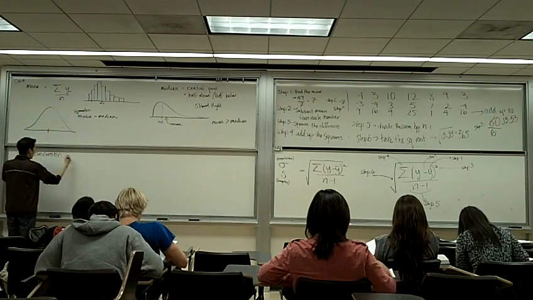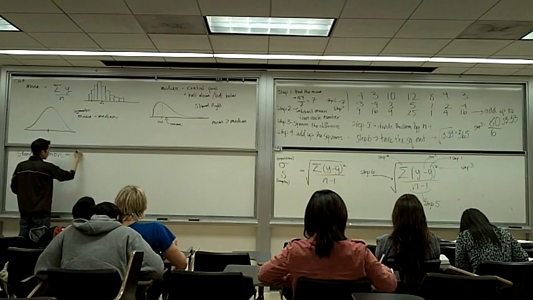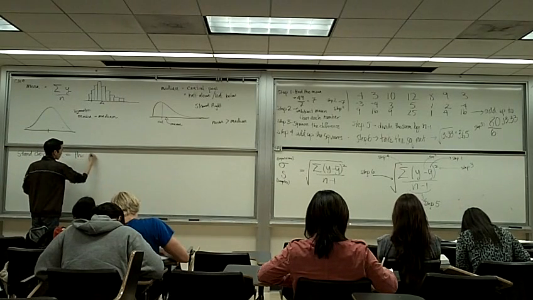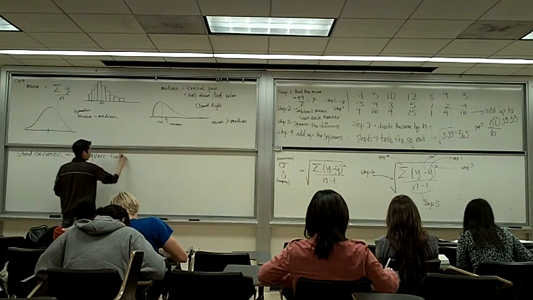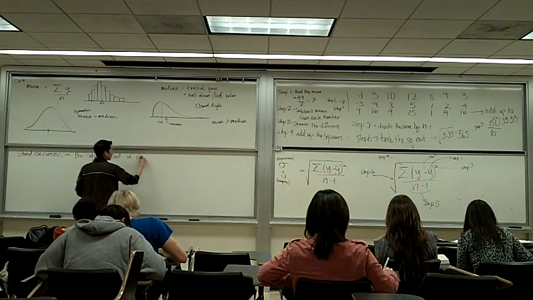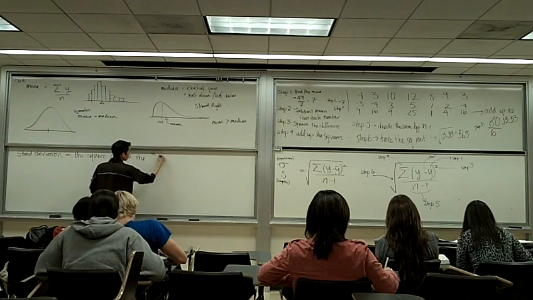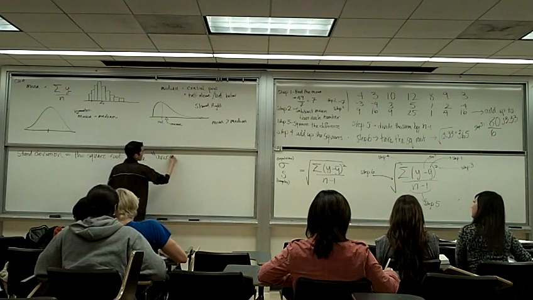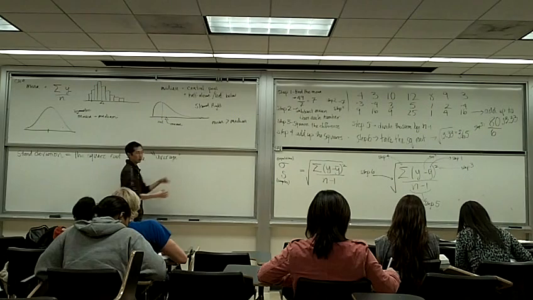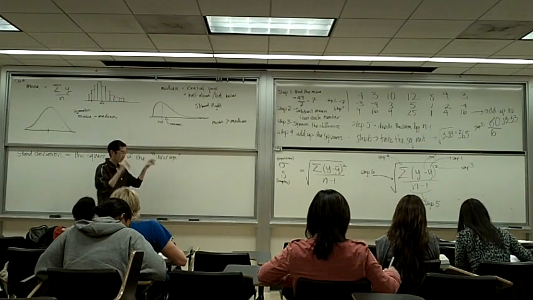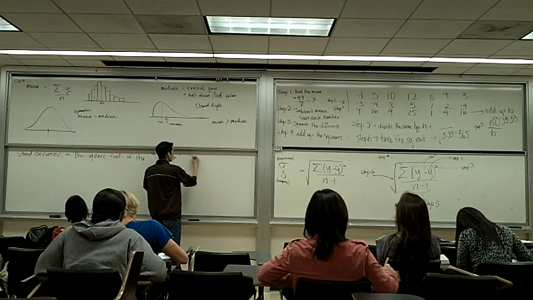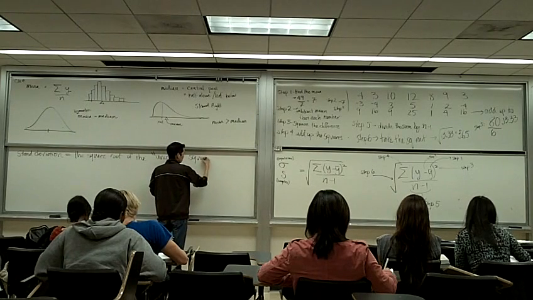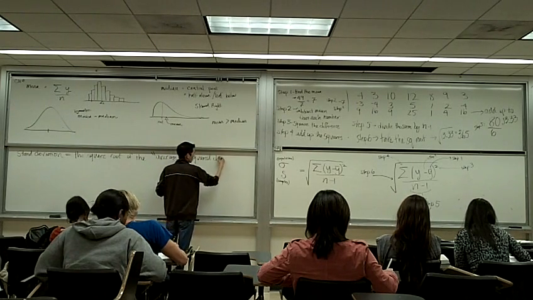Okay? Standard deviation is the square root of the quote-unquote average, because it's not quite the average. If it was the average, we would divide by n, but it's the quote average because we're dividing by n-1. Average squared distance from the mean, okay?